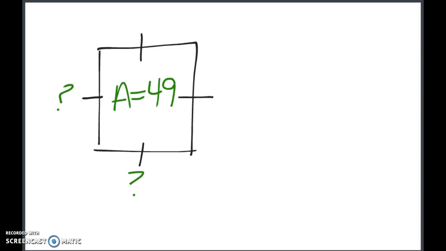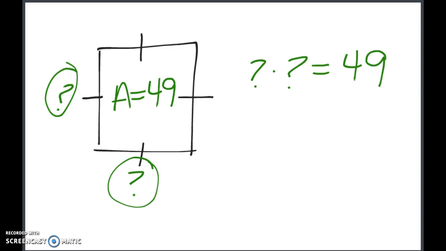I know when I find the area of a square, I take the base times the height. So I know that something times something equals 49. And if this is a square, I know that these have to be the same number. So I think to myself, what times what is 49? Well, I know that one. I gave a pretty easy one. I know that 7 times 7 is 49.